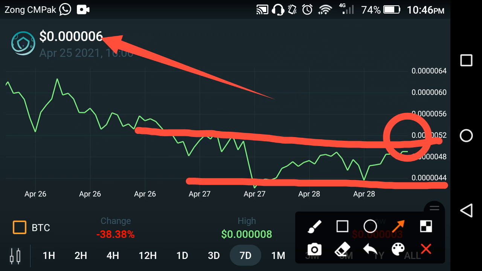So what should they do? You should hold your coin at this time, friends. If you are a holder of SafeMoon coin, remember it is a hold time, friends.